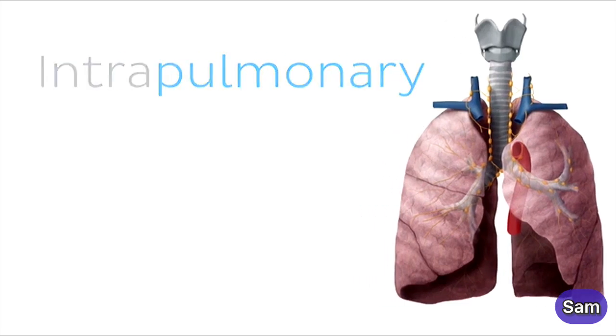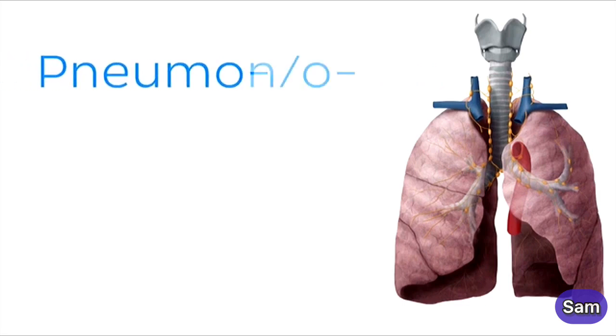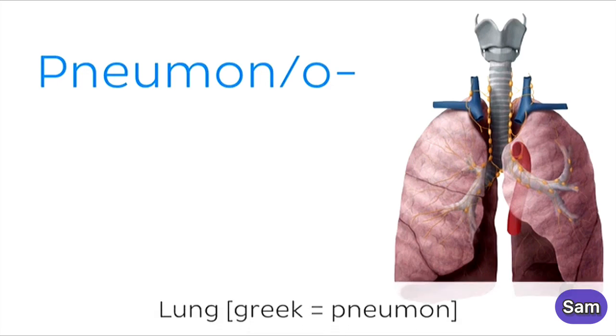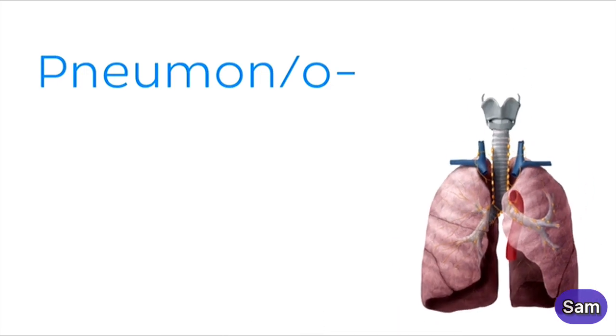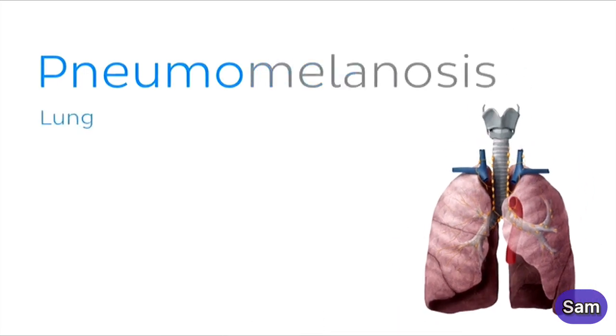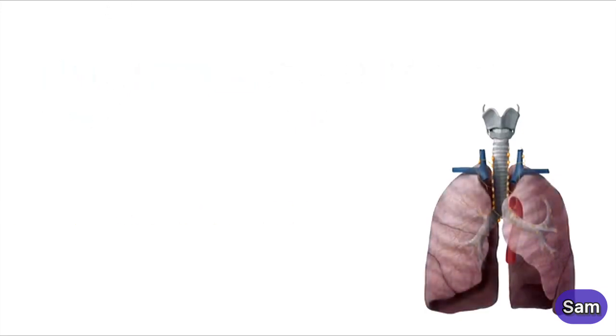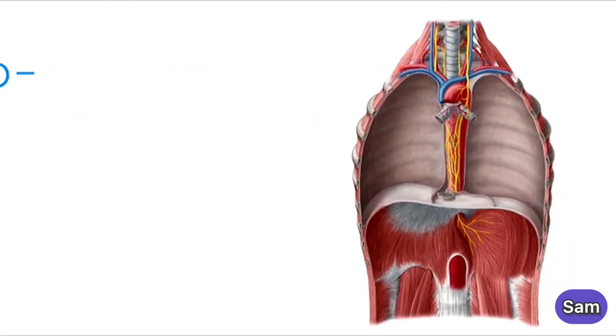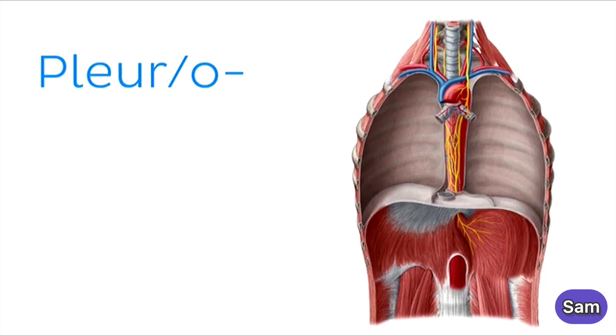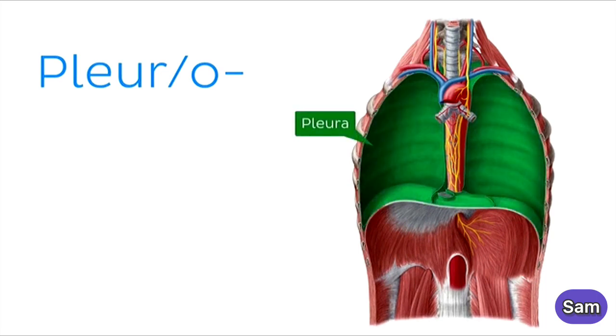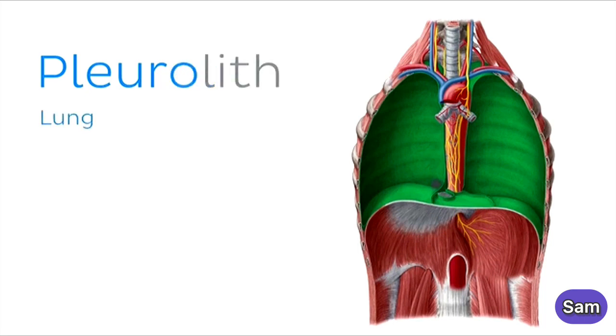We also have the root word pneumo or pneumon or pneumono with the O at the end, which comes from the Greek word for lung. For instance, pneumomelanosis is the blackening of lung tissue due to inhalation of inorganic particles such as those from smoking. Pleur or pleuro with the O at the end, of course, refers to the pleura covering the lungs. For instance, one can develop a pleurolith, or calcified nodule within the pleural cavity.